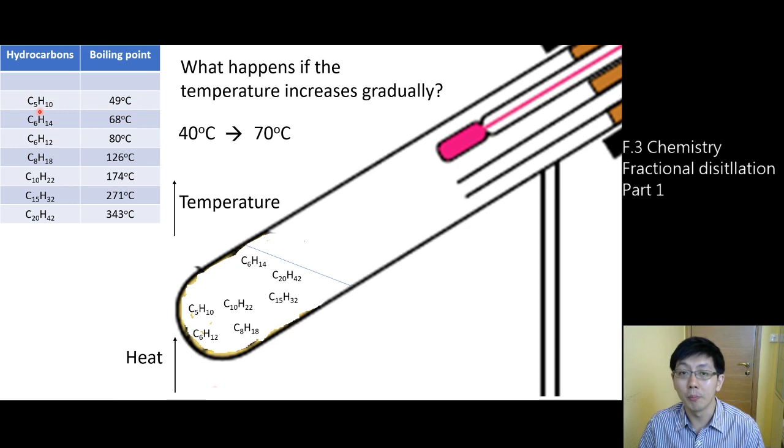C5H10, will go to boil. And also, if the temperature continues to increase from 50, 51, 52 to 60, 61, 62, 65, 66, 67, 68, 69, this one will also boil. It reaches the boiling temperature here. So before reaching 70 degrees Celsius, one of them will boil at 49 degrees Celsius. Another one will boil when we reach 68 degrees Celsius.